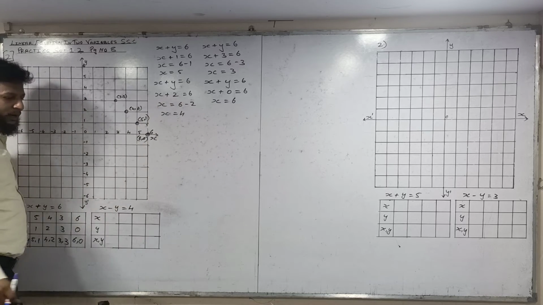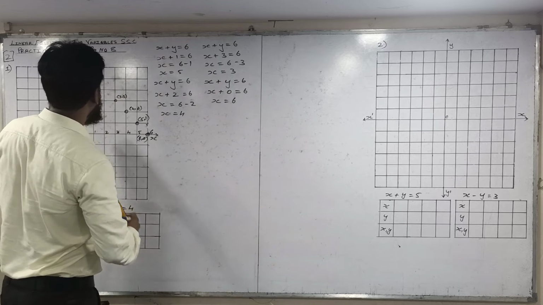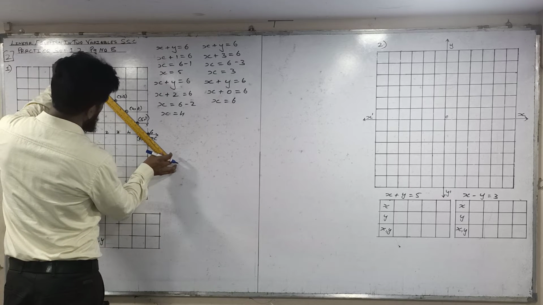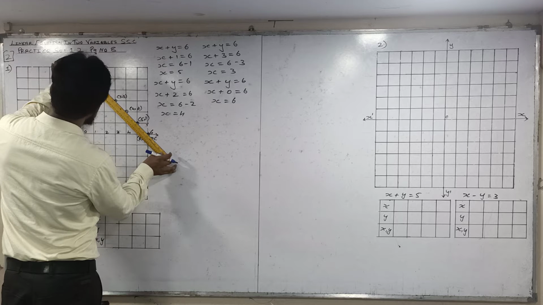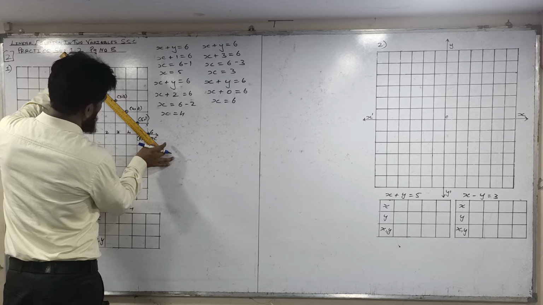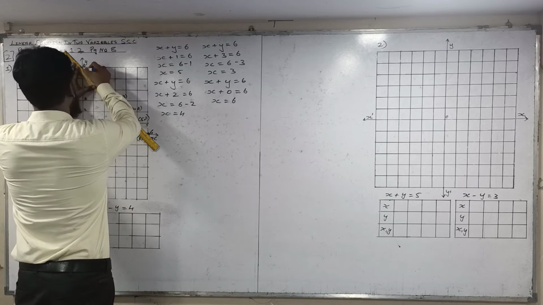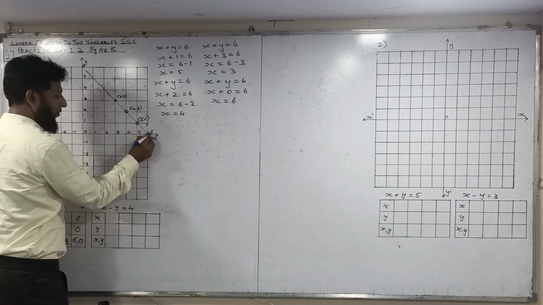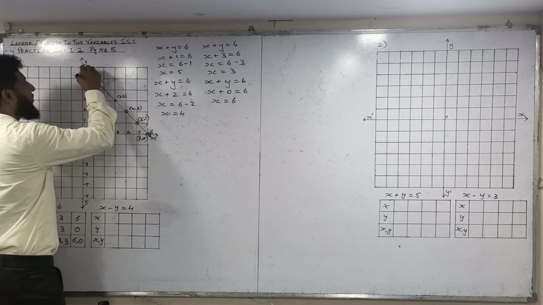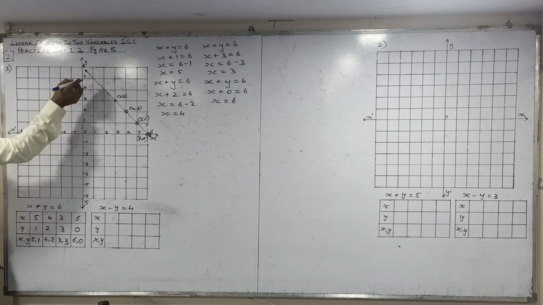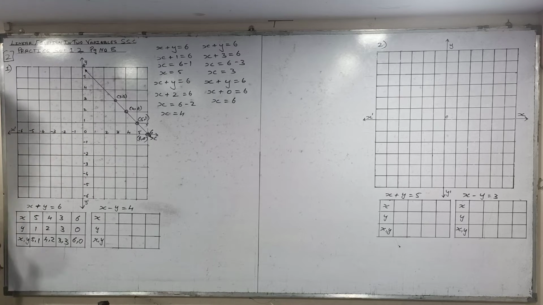So now arrange all these 4 points properly and draw the line. Okay, so take an arrow also and write the equation x plus y is equal to 6. You can write it later on also.